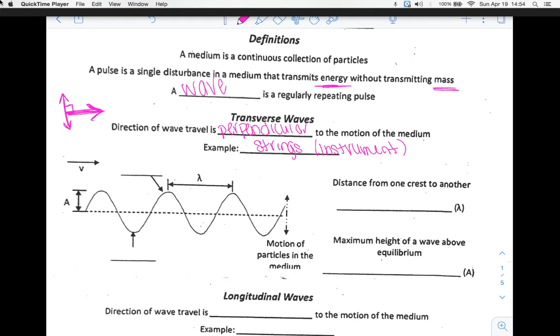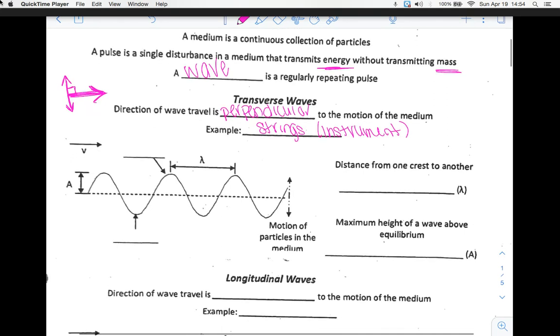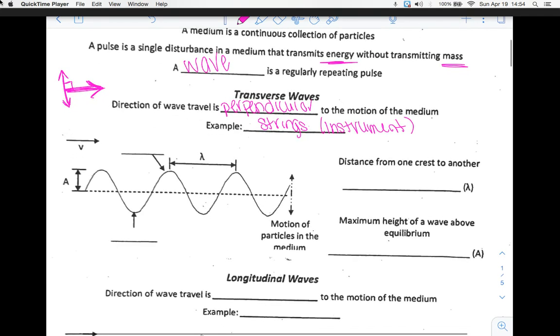So when we talk about these waves, there are different things acting here. First, the distance from one crest to another is called wavelength, so the length of your wave. This variable looks like an upside down Y, but it is the Greek letter lambda. The maximum height of a wave above your equilibrium, which we talked about last time, is called amplitude, and that is the letter A.